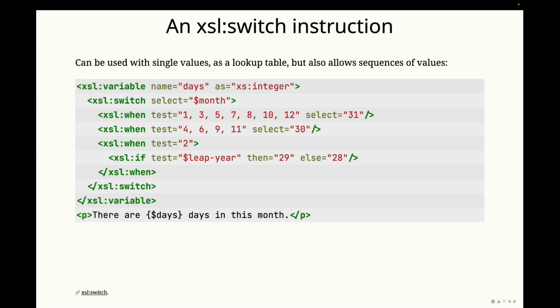We've also added an xsl:switch instruction, a kind of syntactic sugar on top of a choose. You can use it with single values as a lookup table, the way you would in other programming languages, but you can also provide a list of values in the test, and it will test for equality against each of those. So this example would presumably print there are 30 days in this month, given that it's November.